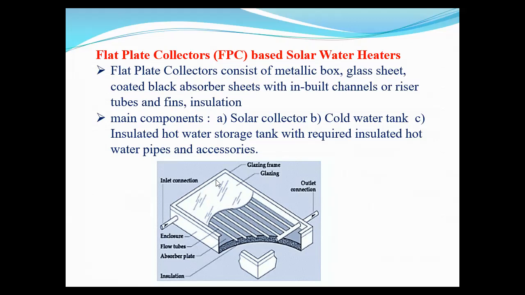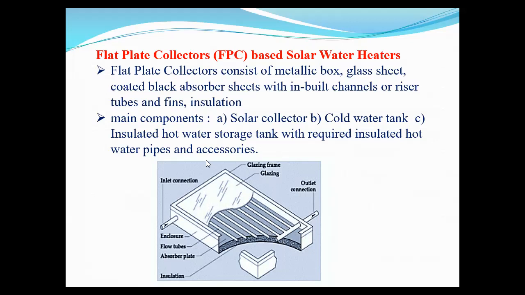So in this picture, the flat plate collector is shown, and the flat plate collector consists of a metallic box. Then we have a glass sheet over the box. Then we have the absorber tubes. These absorber tubes are fitted between the two headers, the upper header and lower header. And these tubes are black coated to absorb maximum heat.